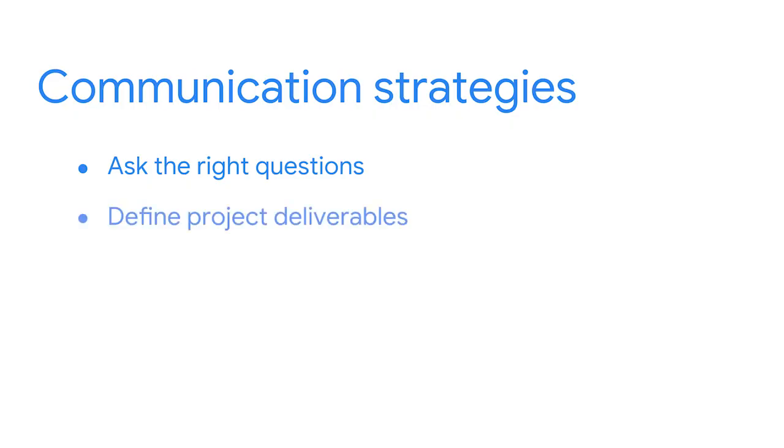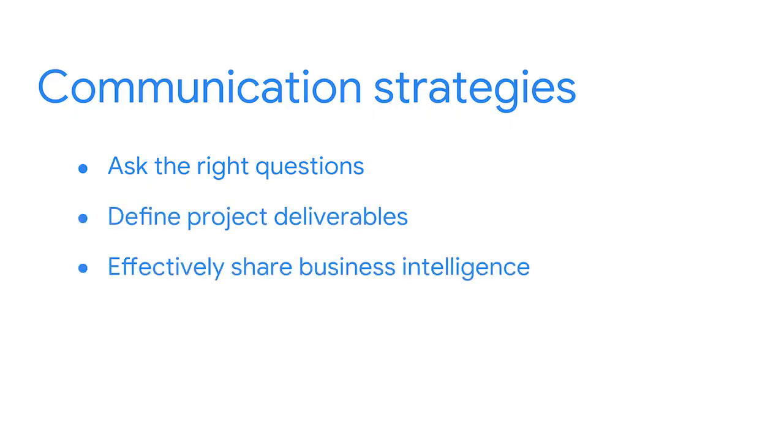These strategies involve knowing how to ask the right questions, define project deliverables, and effectively share the business intelligence you discover. No BI project is 100% clear from the very beginning, so you'll often need to put on your detective's hat. A critical part of being a BI professional is knowing how to investigate what's currently going on, then looking for clues to better understand people's needs and ideal project outcomes.